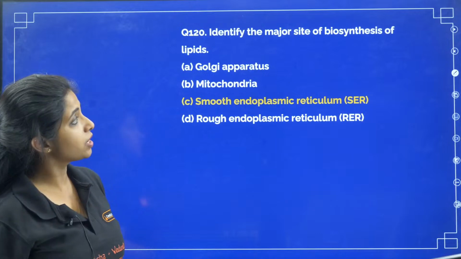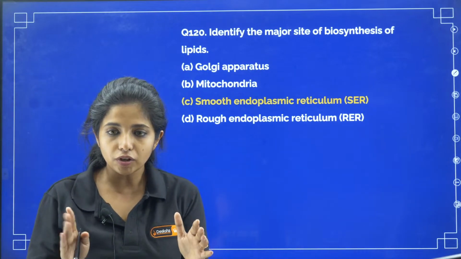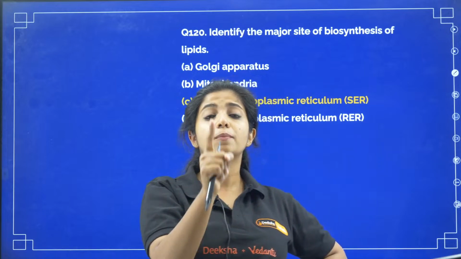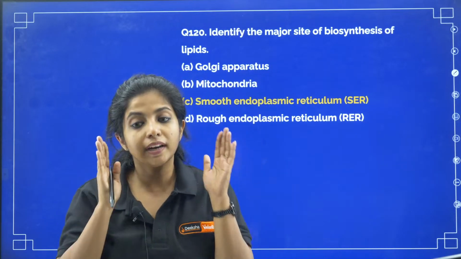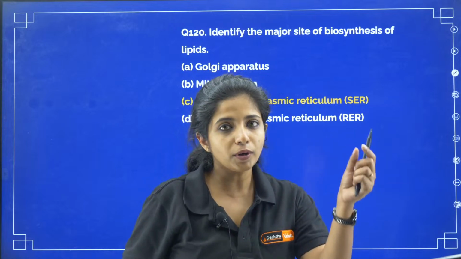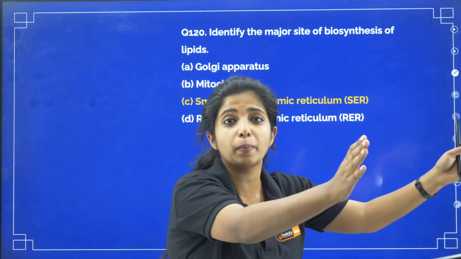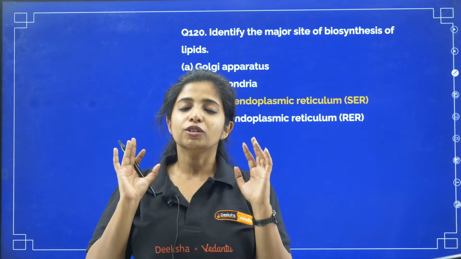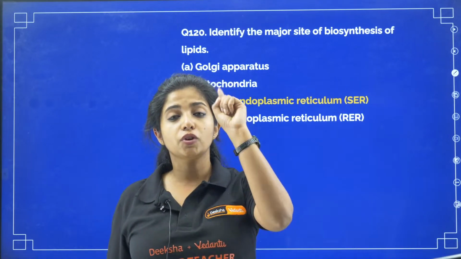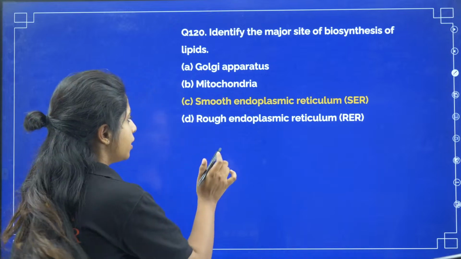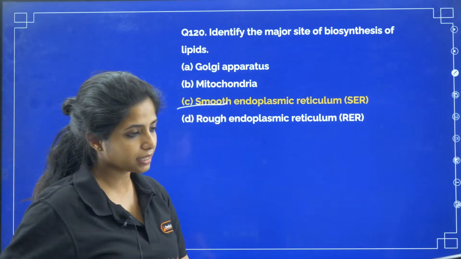Now, identify the major site of biosynthesis of lipids. My dear children, always remember, RER, rough endoplasmic reticulum, has ribosomes, and ribosomes are there for the production of proteins. So in RER you get proteins. What about SER? In SER you get lipids. So proteins and lipids are formed. Now they go to what? Golgi apparatus. In Golgi apparatus, modification happens. They become glycolipids and glycoproteins. So if you're asked about glycolipids and glycoproteins, it is Golgi apparatus. If you're asked about lipids, it is SER. If you're asked about protein, it will be RER. So here it's asked about lipids, so it will be SER.